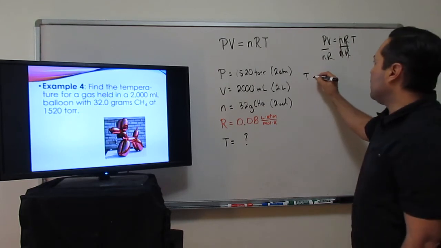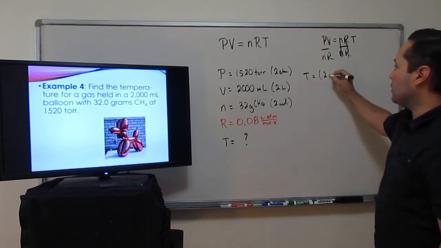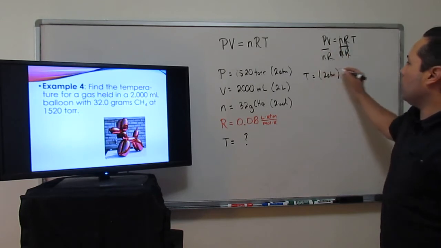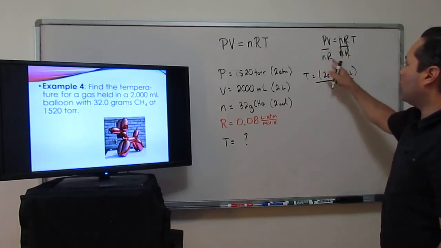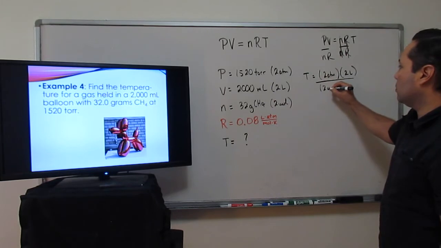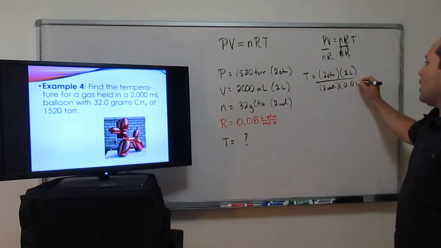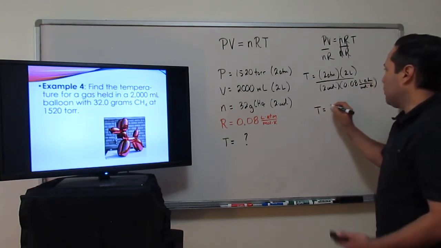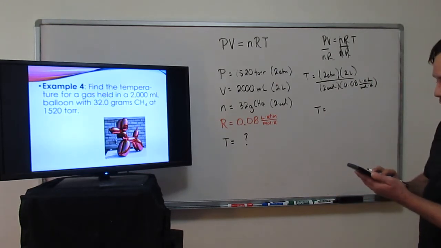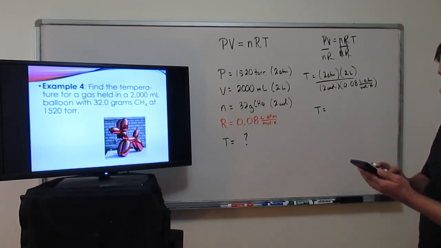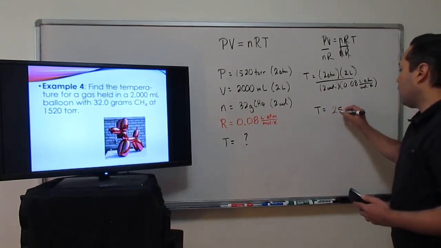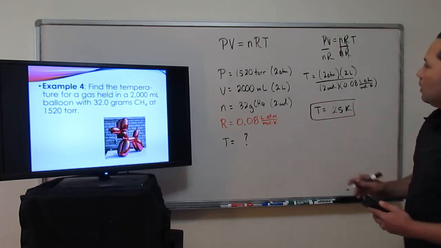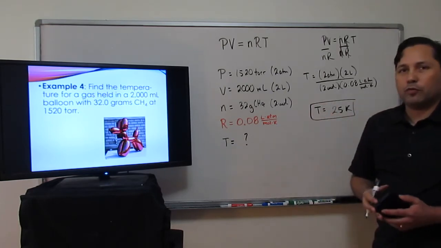So it's really going to be T equals P, pressure, which was 2 ATM, times the volume, which was 2 liters, over n, which was 2 moles, multiplied times 0.08, which is our constant, and that's going to give us our temperature. So that's going to be 2 times 2 is 4, divided by 2 times 0.08 gives us 25 Kelvin. Alright, so that is our answer for example 4.